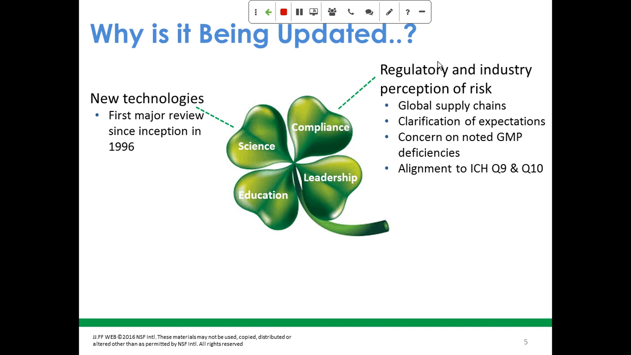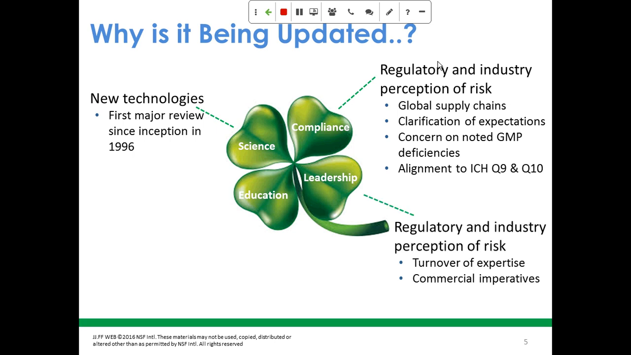There was also a concern that there were some notable repeat GMP deficiencies across the industry that had not been identified, assessed, and mitigated successfully. So there was a need to try and do something in Annex 1 that would make it clear what was acceptable and what was not acceptable. And ultimately, and a key message for this webinar, is Annex 1 needed to align better with ICH-Q9 quality risk management and also ICH-Q10 pharmaceutical quality systems.